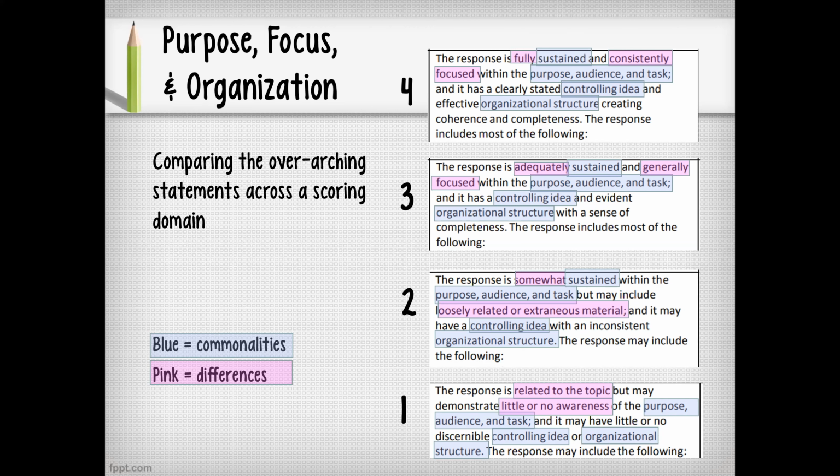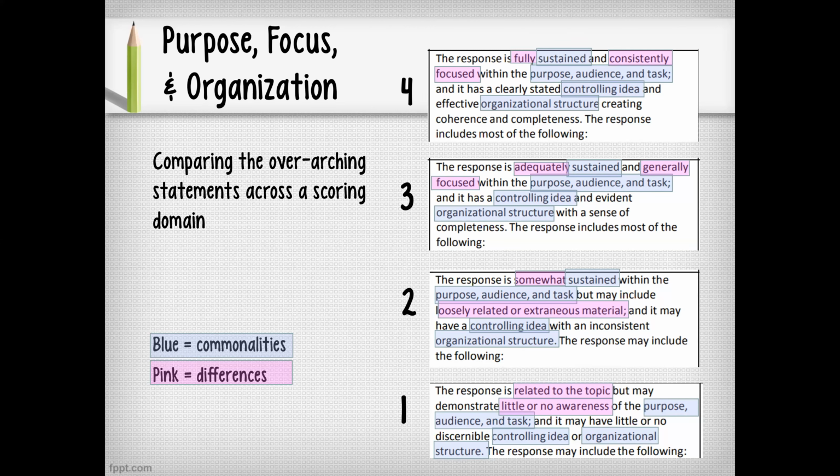So hopefully what you're starting to notice, like I had on a previous slide, is that the language in the 3 and the 4 kind of focuses on the strengths or what the student does well. And then when you get to the language of the 2 and the 1, now it's really focusing on kind of what they didn't do or what are their weaknesses.